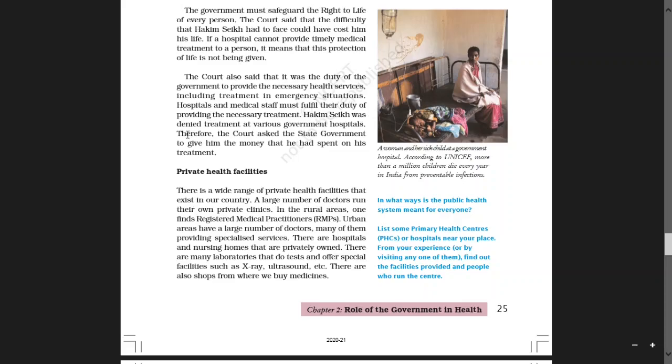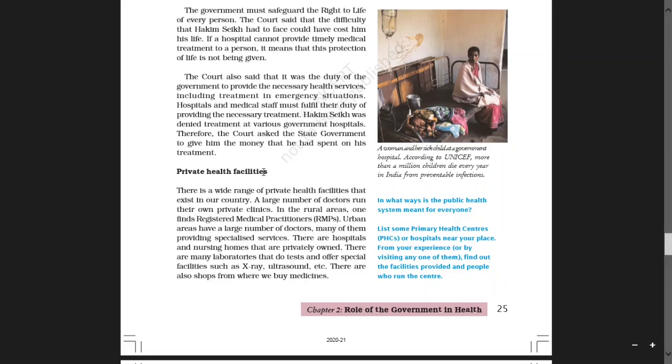Hakim Sheikh was denied treatment at various government hospitals. Therefore, the court asked the state government to give him the money that he had spent on his treatment. The court decided in favor of Hakim Sheikh. The state government has to give him the money that he had spent on his treatment. So this is the decision given by the court.